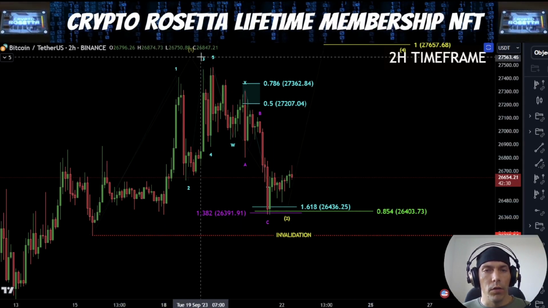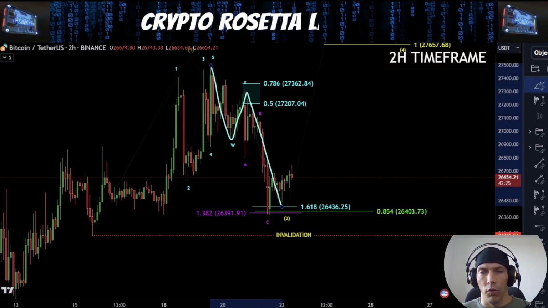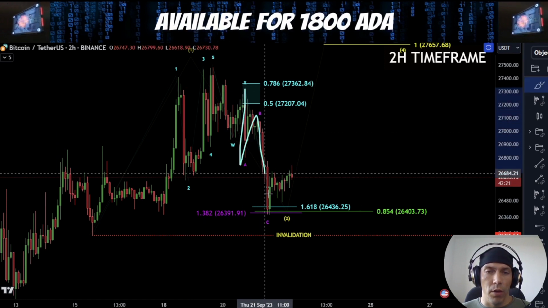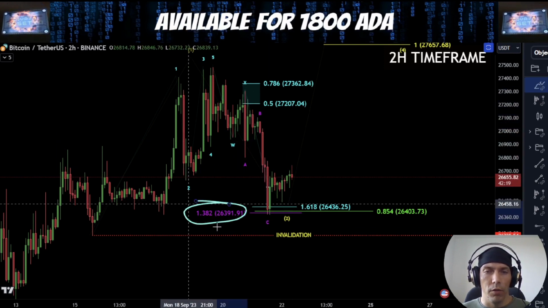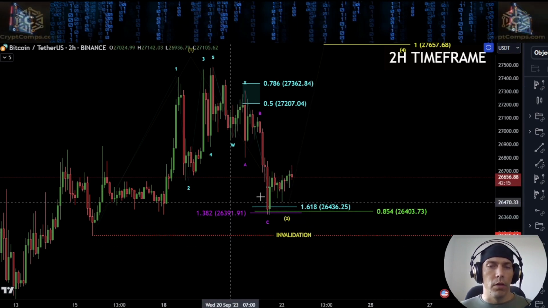We've also hit this as the 1.618 of this as a WXY. Now we have also internally, if this is A, B, and C, hit this 1.382. So we've got a few little clusters here of levels that we've had an interaction with.